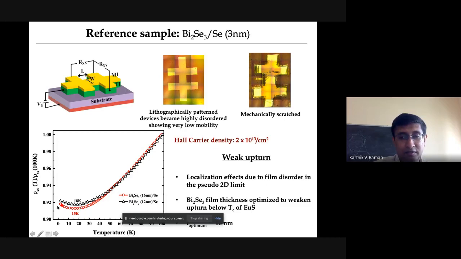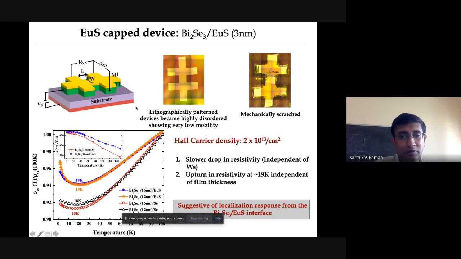And this is heavily consistent and observed in our samples. But once we grow europium sulfide on top of it, for comparison, this is a reference sample, as soon as you grow europium sulfide, you see a strong upturn. You have a strong metal to insulator transition occurring in the device.